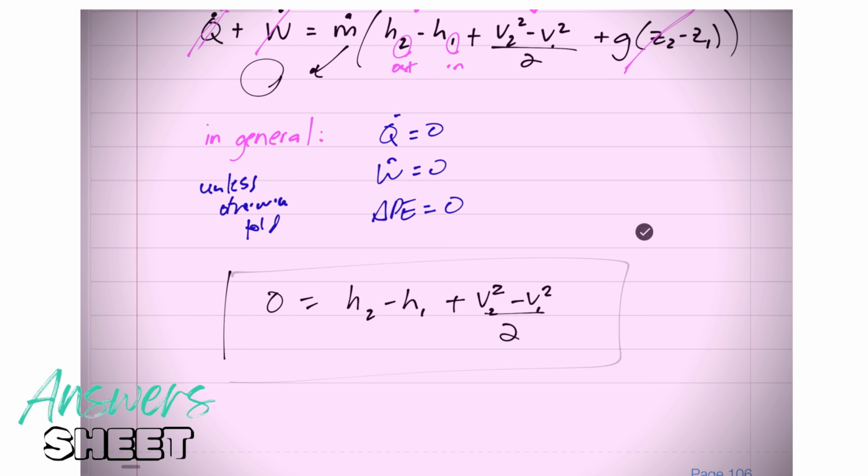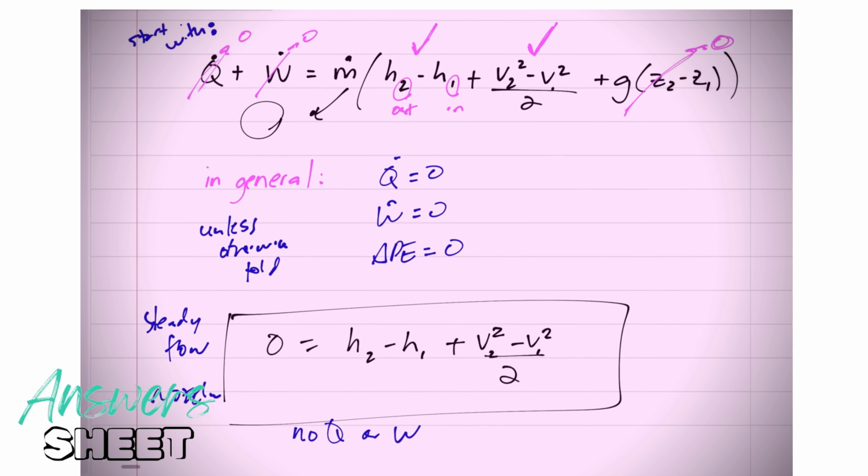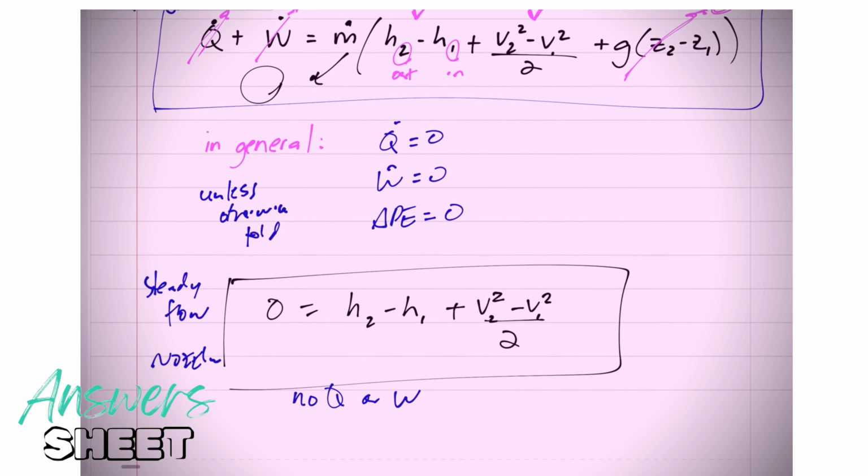So that works 75% of the time for nozzles and diffusers. If you want to write that down, you can, on your formula sheet, but this is for steady flow. This is for a nozzle or diffuser with no Q or W. I like to start with this. I like to start every problem with that. If it's steady flow, one inlet, one outlet, and then things go to 0.